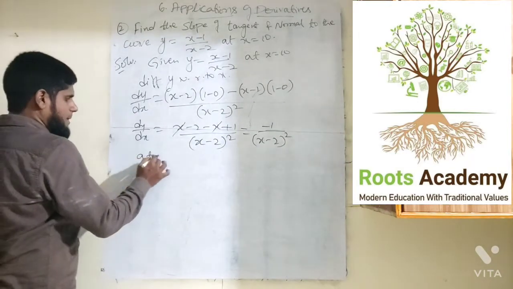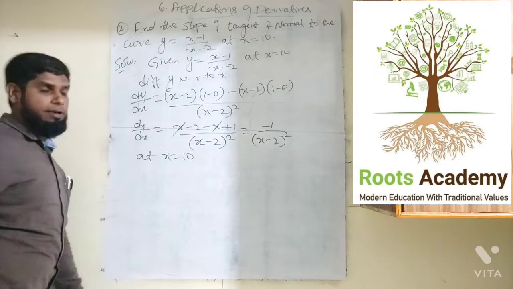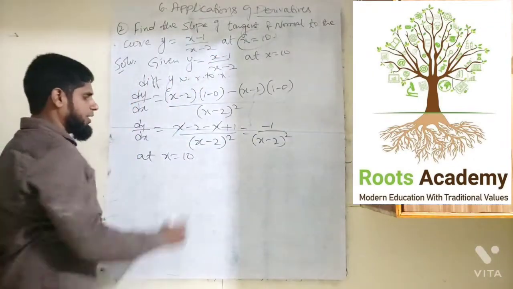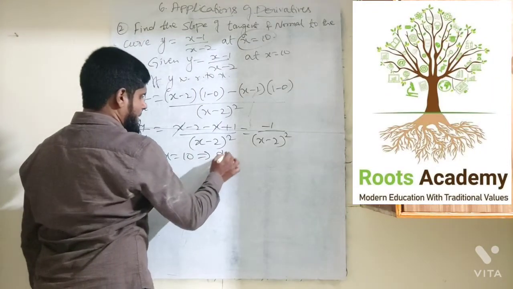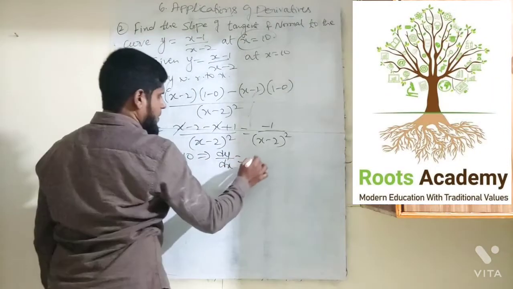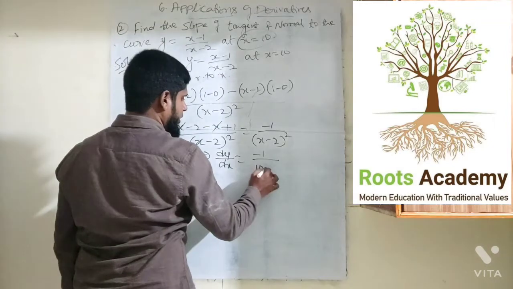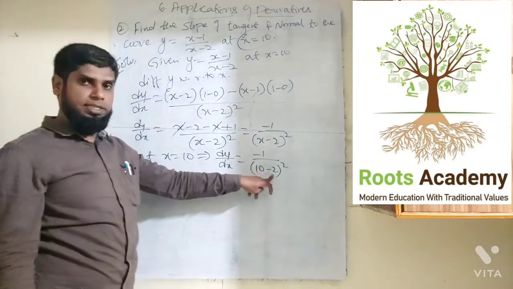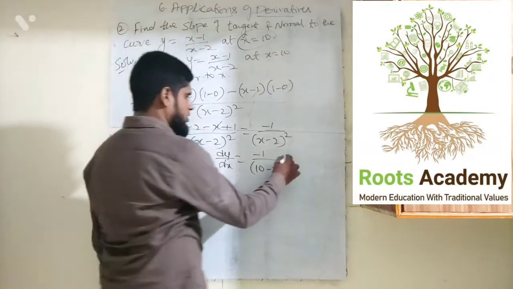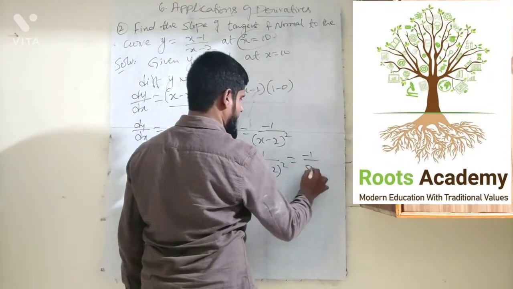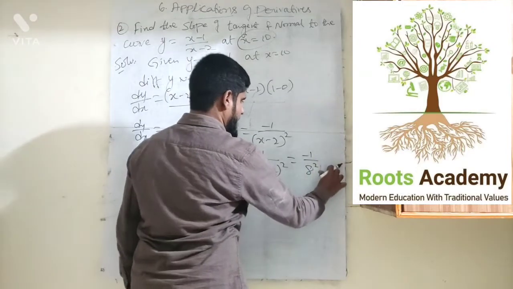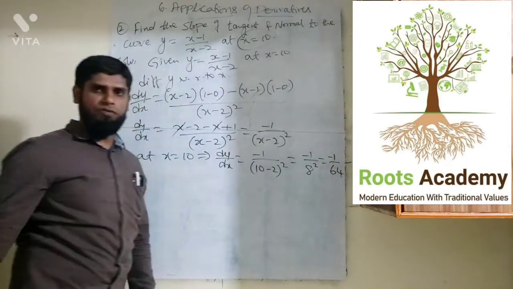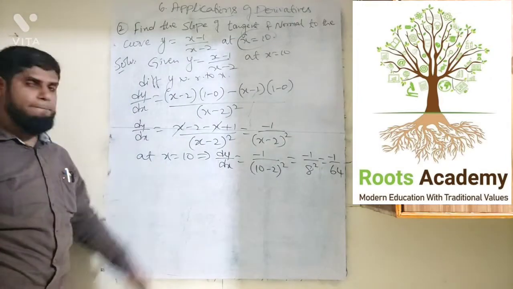Now at x is equals to 10, at this particular point, our dy by dx will be minus 1 divided by 10 minus 2 whole square. 10 minus 2 is 8. 8 square is 64. So it is 8 square, so it is minus 1 by 64 is our dy by dx.